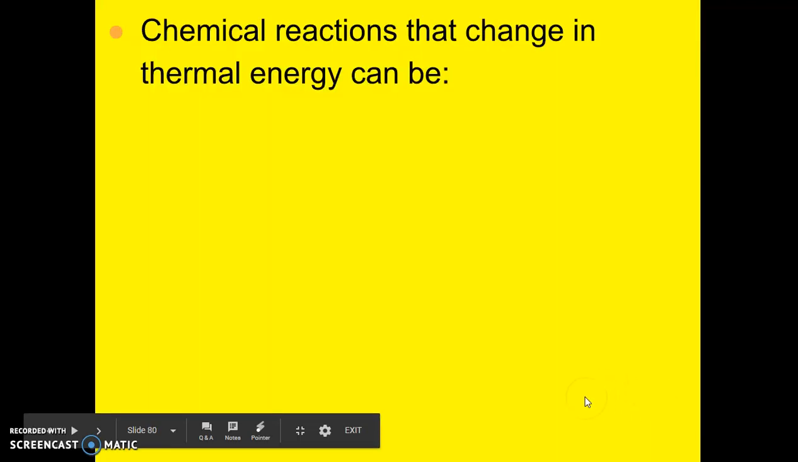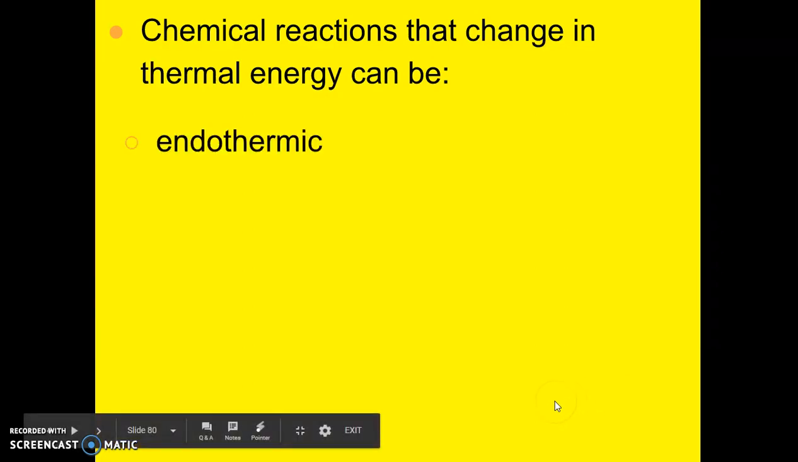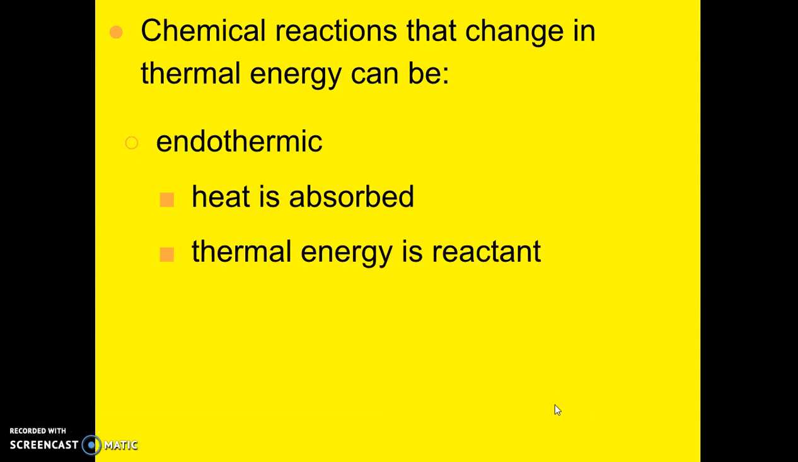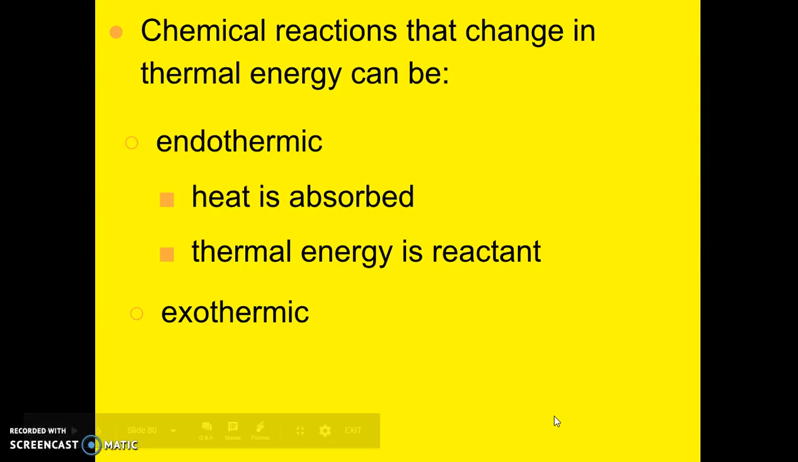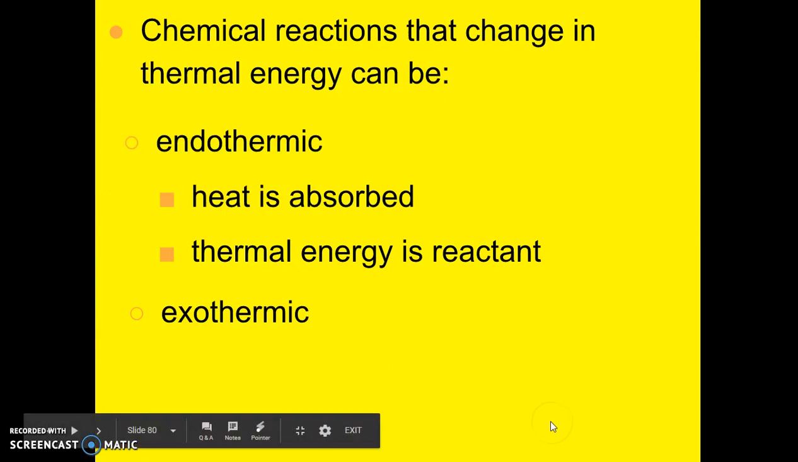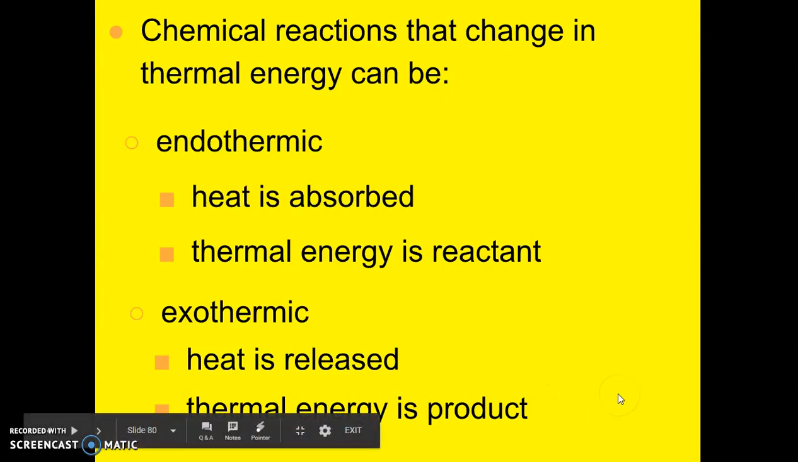So chemical reactions that change in thermal energy can be endothermic or they can be exothermic. In an endothermic reaction, heat is absorbed. Thermal energy is going to be listed as a reactant. So in the actual chemical reaction, you will see energy listed as a reactant instead of a product. In an exothermic reaction, heat is going to be released, and you will see thermal energy listed on the product side. So if something is measured in kilojoules and it's given to you on the product side, you know that it's an exothermic reaction.